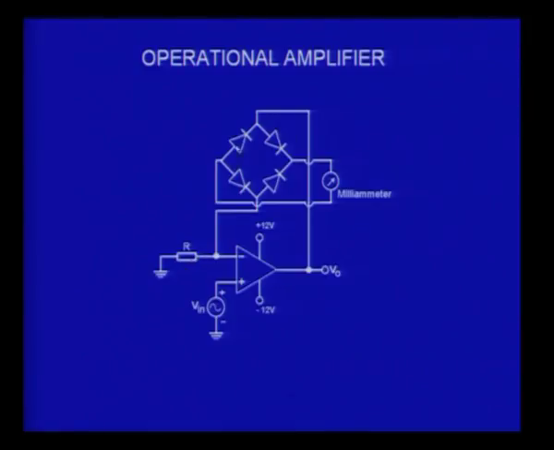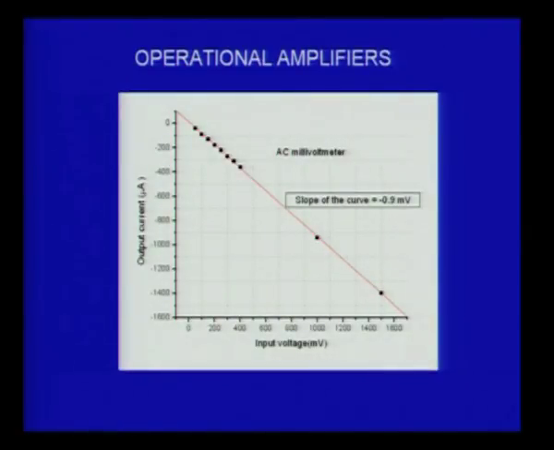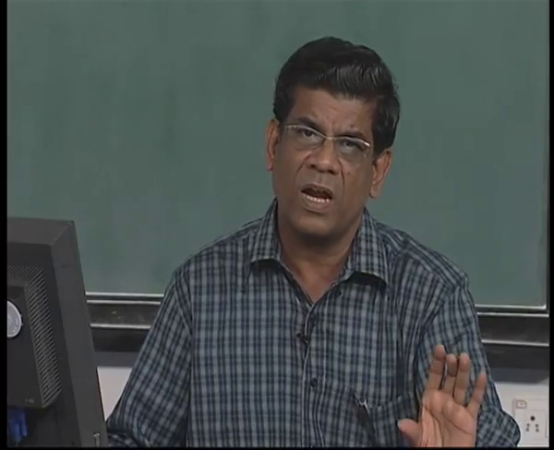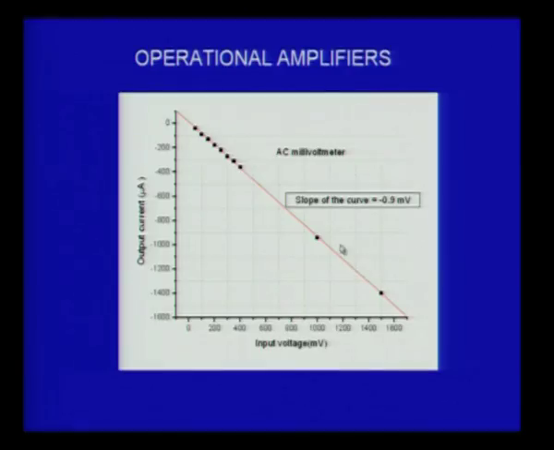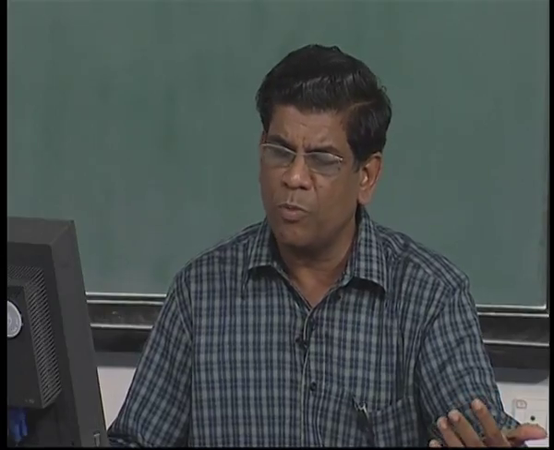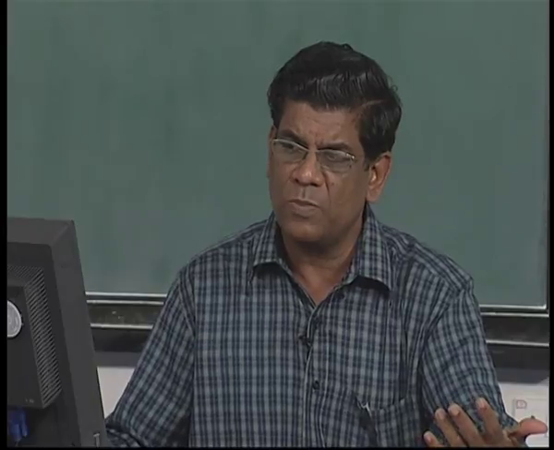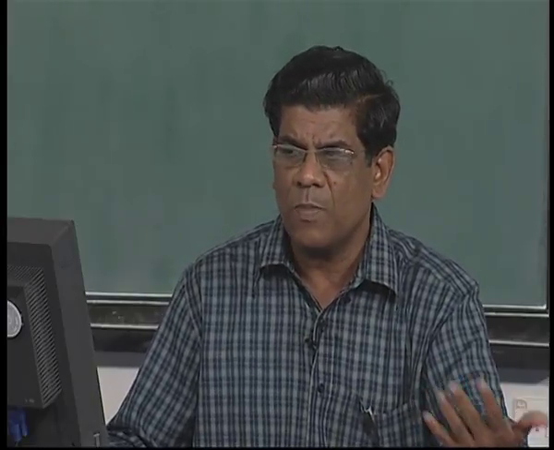This R is there, the effective feedback resistance will come into the game, and what you will see is a very nice AC millivolt meter made out of a basic operational amplifier and a diode bridge in the feedback. I have shown you a typical reading that we have taken just now using such a circuit. The input voltage is varied from 100, 200 millivolts, etc., and the output current we have measured, and when we draw a graph you get a linear graph. That means the output current meter can be directly calibrated in terms of the input millivolts that you want to measure. So in that sense this becomes an AC millivolt meter.